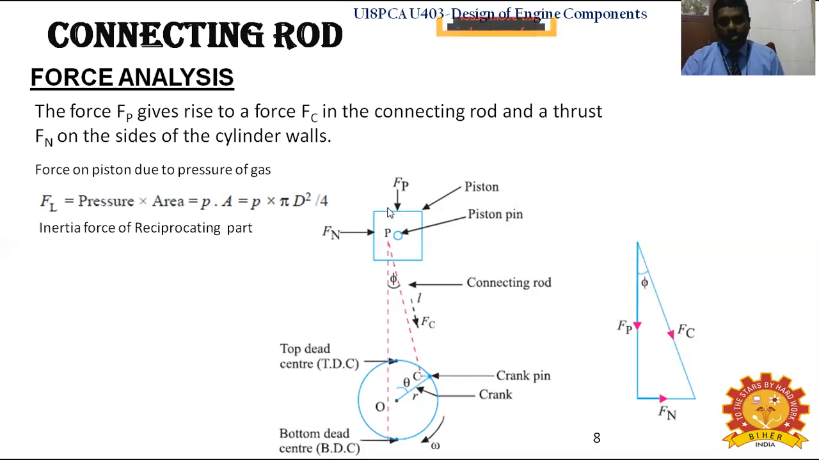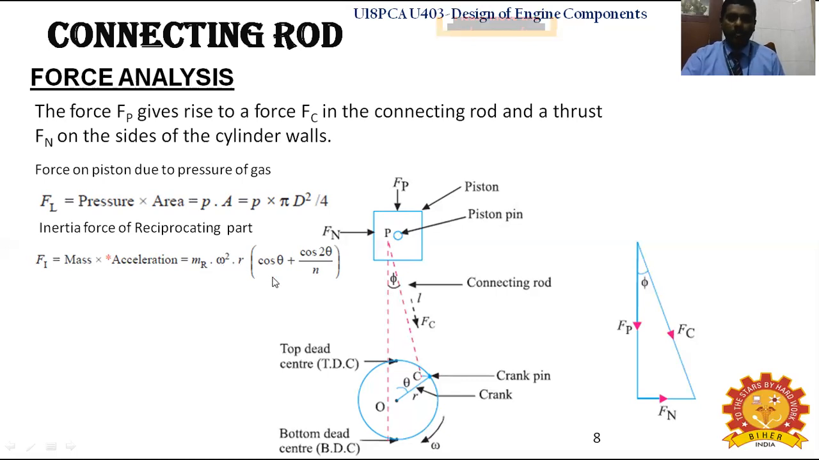If you are looking at the inertia force due to the reciprocating mass, that can be calculated. According to Newton's second law of motion, F equal to m a, force equals mass into acceleration. Here the mass we are considering is the piston reciprocating mass, and for acceleration there is a derivation: omega square r into cos theta plus cos 2 theta by n. And Fp will be the force due to gas pressure minus or plus the inertia force. So the force on the piston is the addition of the force due to gas pressure and this inertia force.